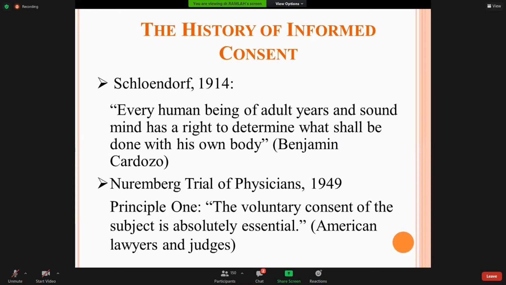What it basically says is that every human being of adult years and sound mind has a right to determine what shall be done with his own body. That is the concept behind informed consent. The Nuremberg trials, as I told you, were about the human trials in the Nazi era, because of which conventions were drawn up and principles were built. One of the features was that the voluntary consent of the subject is absolutely essential.